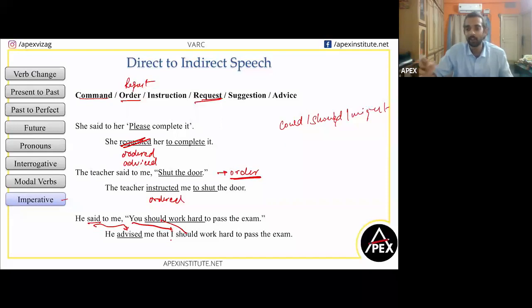Yeah, you're right, Gayatri, thank you. How can we use ordered, sir, when there's a please in the question? Okay, if I say please shut up, is that not an order? Simple, no? If I say please shut up, that's still an order only, no?